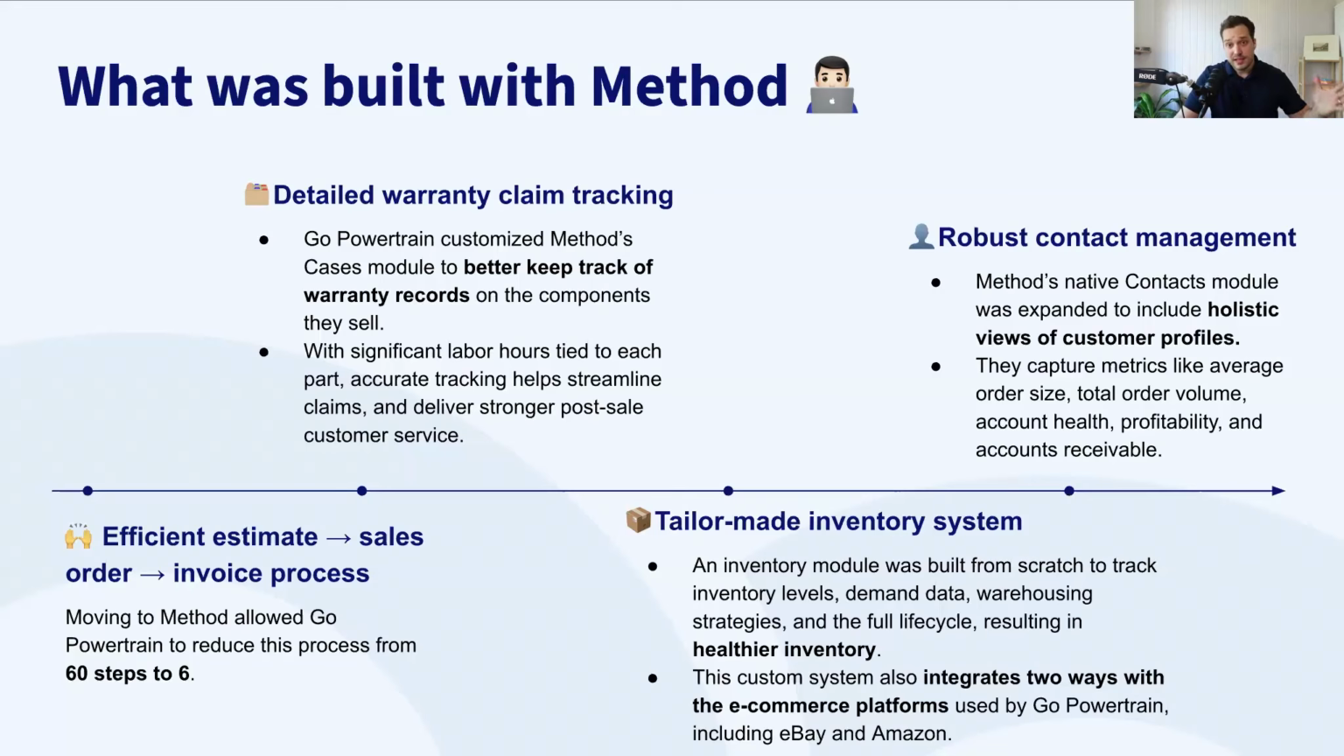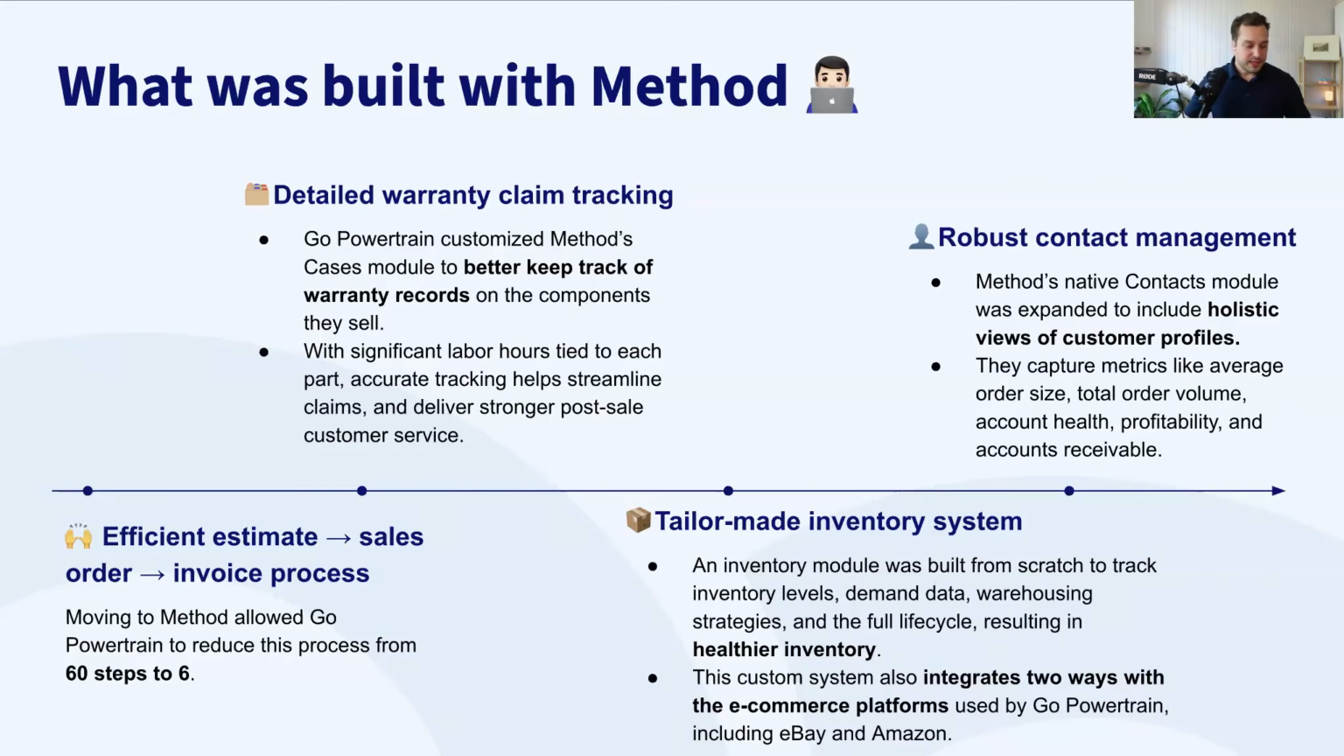But they moved to Method. Their process literally got 10 times more efficient in the sense that they just have 6 steps to go from that estimate to sales order to invoice. They built out an entire warranty claim tracking system in the CRM. They have a tailor-made inventory tracking system and a robust contact management approach.